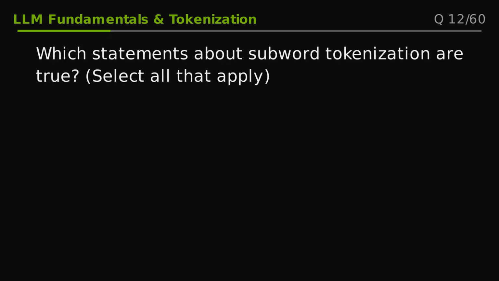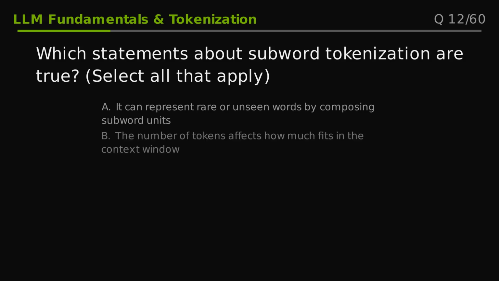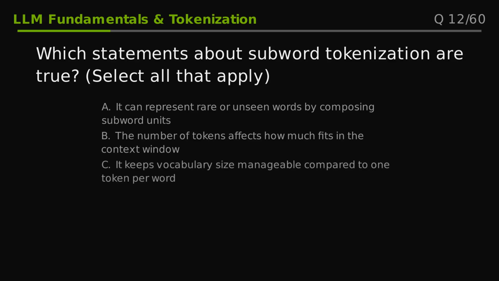Question 12. Which statements about subword tokenization are true? Select all that apply. Option A. It can represent rare or unseen words by composing subword units. Option B. The number of tokens affects how much fits in the context window. Option C. It keeps vocabulary size manageable compared to one token per word. Option D. It guarantees one token equals exactly one English word.